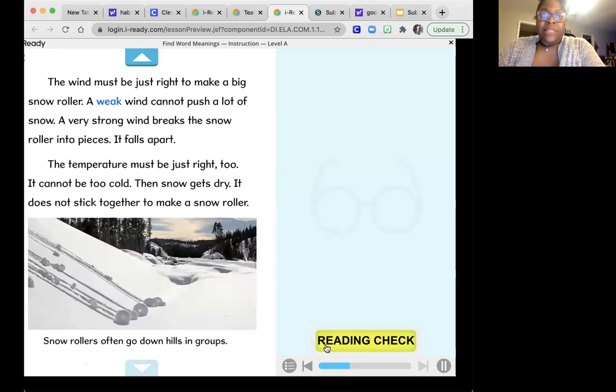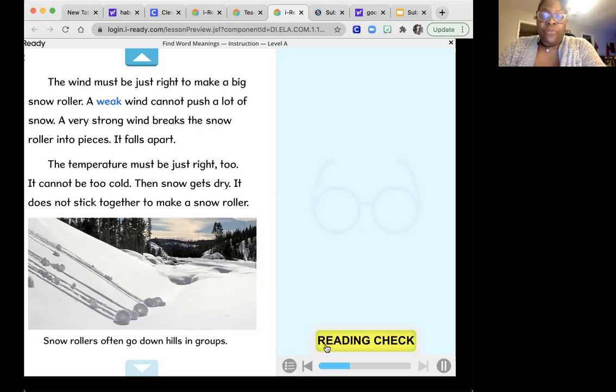The wind must be right to make a big snow roller. A weak wind cannot push a lot of snow. A very strong wind breaks the snow roller into pieces. It falls apart. The temperature must be just right, too. It cannot be too cold. Then snow gets dry. It does not stick together to make a snow roller.